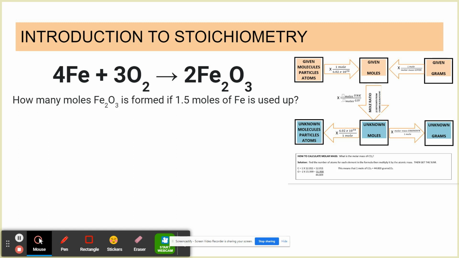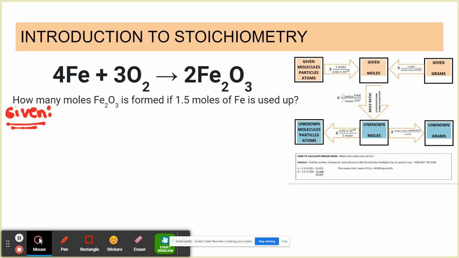First of all, you need a balanced chemical equation. There you go, there's a balanced chemical equation right there: 4Fe plus 3O2 gives you 2Fe2O3. The question is, how many moles of Fe2O3 is formed if 1.5 moles of Fe is used up? The first thing you always do when you have a stoichiometric problem is write down the given. What is the given in the problem?